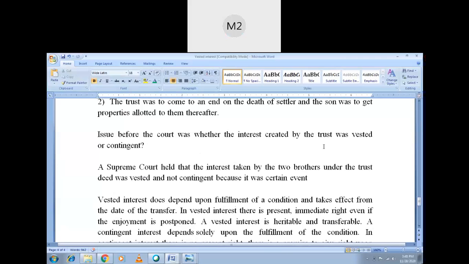When the condition may happen or may not happen, that is a contingent interest.